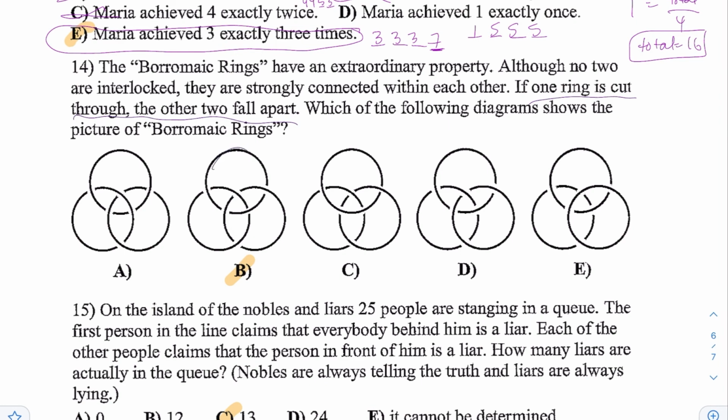If you cut the top ring, you see that the left ring's on top for both, so that means that this will actually fall apart, because the left ring is on top for both of these intersections. This ring will now be in front, and then this last one will be in the back. So the answer is choice B.